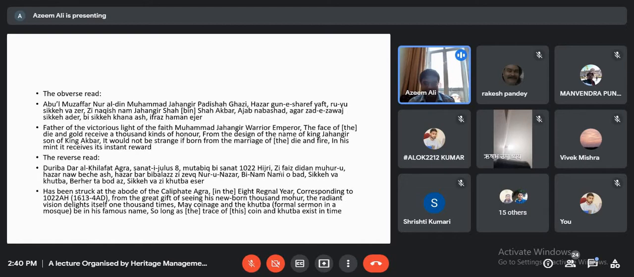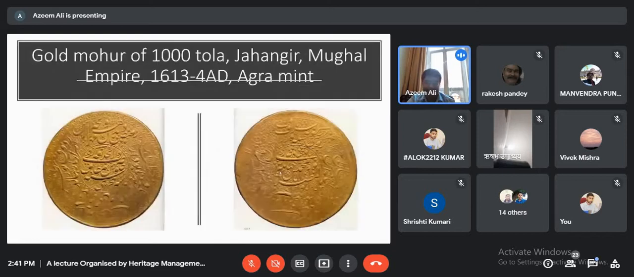From the great gift of seeing his newborn 1000 mohur, the radiant vision delights itself 1000 times. May Coinage and the Khutbah, which is the formal sermon given in the mosque during Friday prayers, be in his famous name, so long as a trace of this coin and Khutbah exist in time. And this is the enormous gold coin.